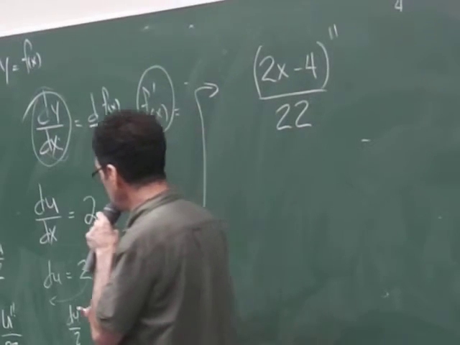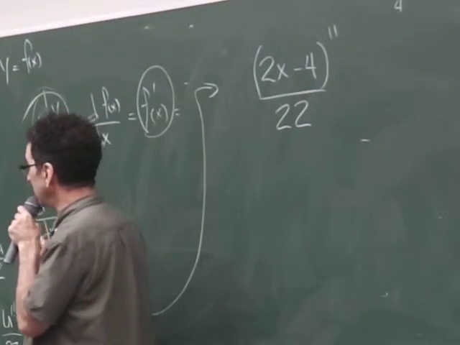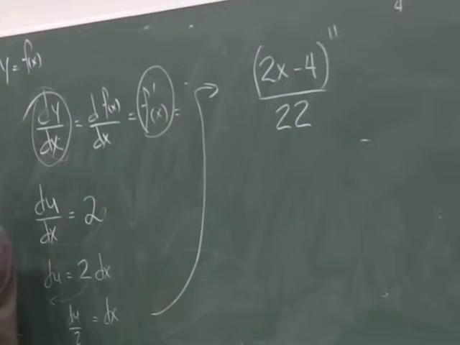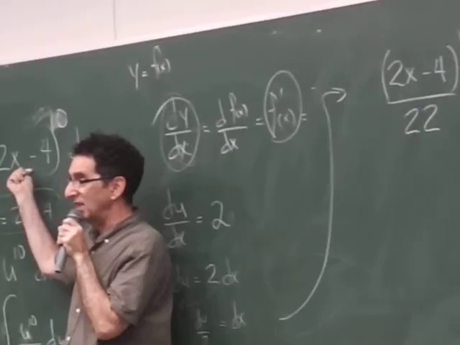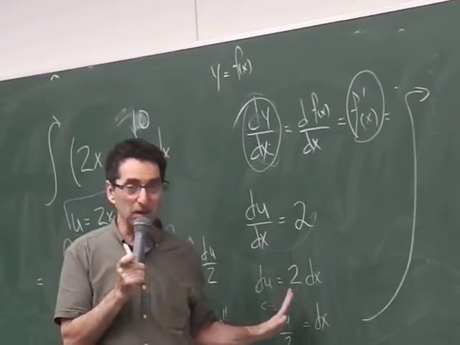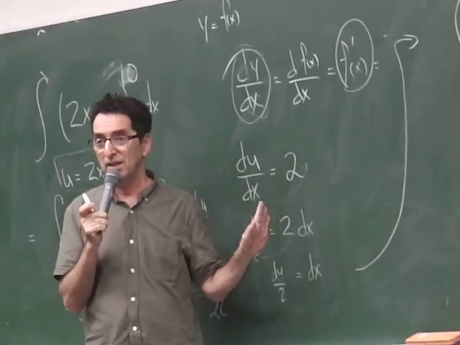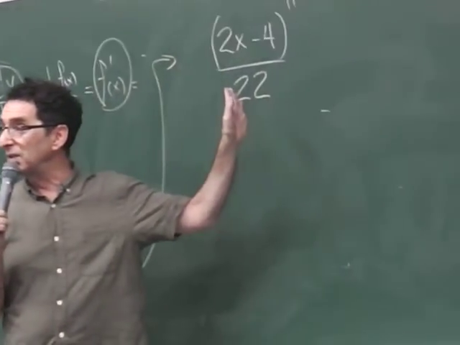Now, all of this stuff wasn't really legal. But what am I really trying to get here? I'm trying to find the function whose derivative is equal to this, right? So let's say I can't really justify all these steps. But I get this answer. So all I have to do is do what?